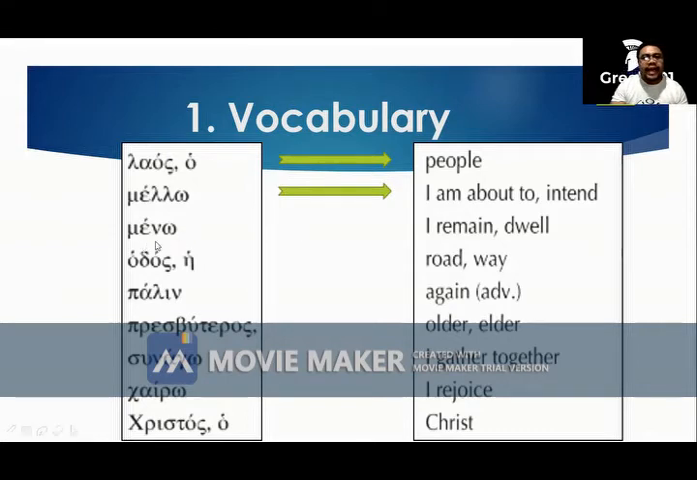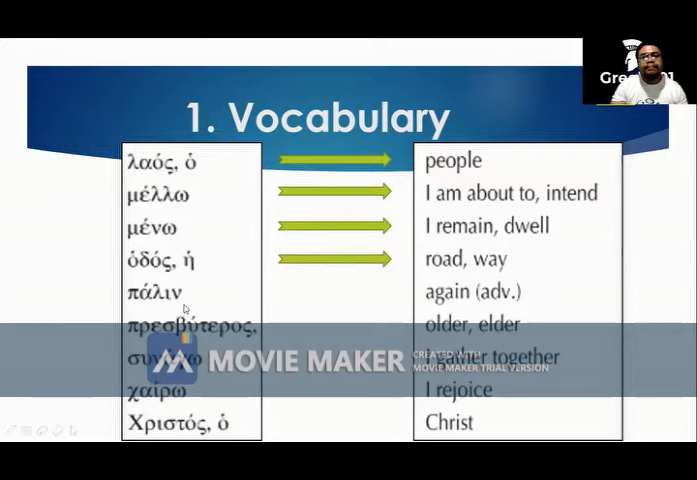Next, we have the word meno. Let's say it all together. Meno. It means I remain or dwell. We also have the word hodos. Hodos. It's in a feminine form, and it means road or way.